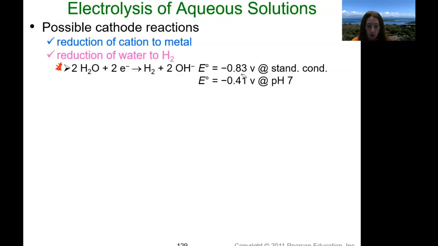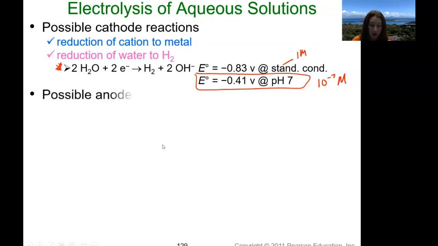But usually when we talk about water, did I say oxygen here? I'm not water. We're in water, it's not 0.83. In water at a pH of 7, it's negative 0.41, right? This is at standard condition. This is 1 molar, but water's not 1 molar, right? Water's 10 to the negative 7th molar. So this is 10 to the negative 7th molar, which is what it is in water. So the reduction is different in water.